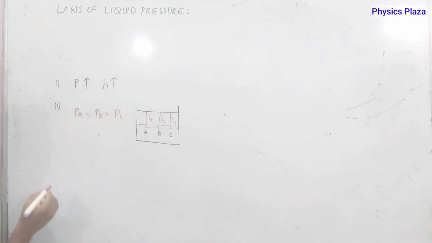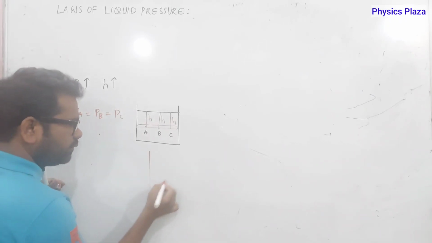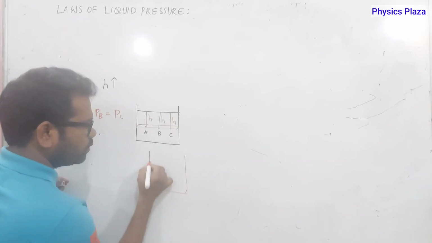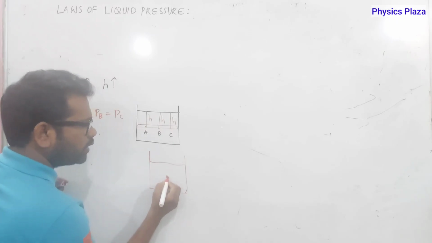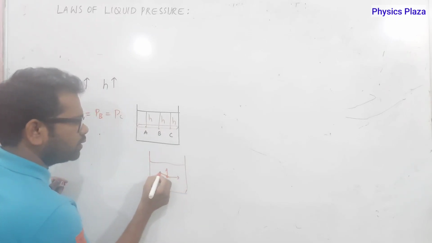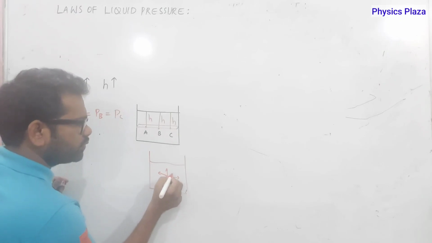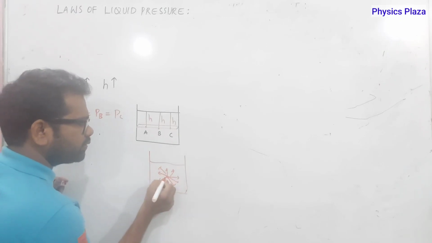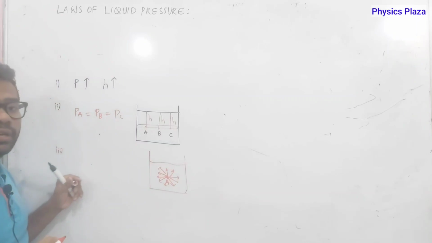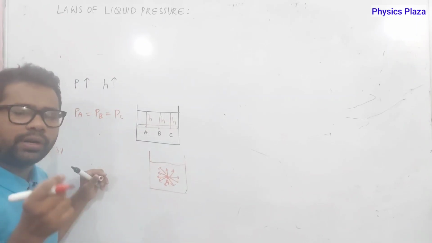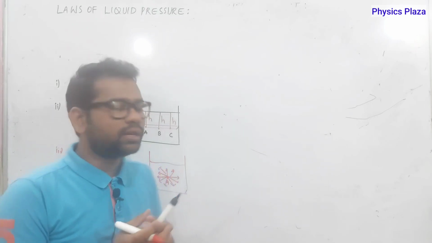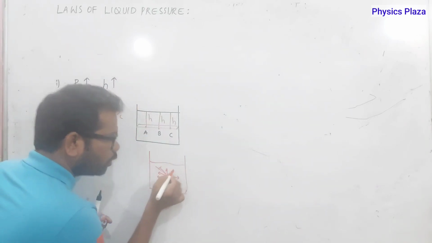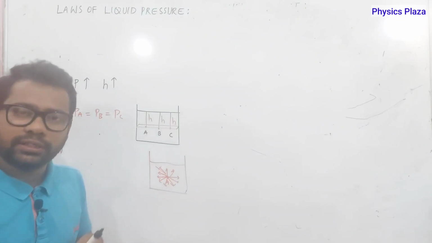Okay, fine. Now the third point, children. In any liquid, here is a point, some point. At this point, pressure will act in all directions, 360 degrees. It's very, very important. So at a point inside a liquid, pressure will act in all directions, or else from all directions the pressure will act at that point.